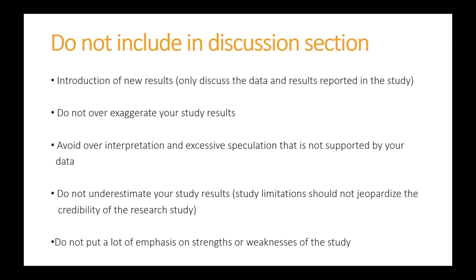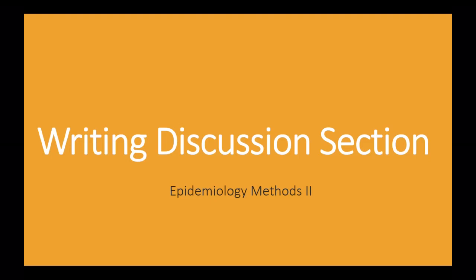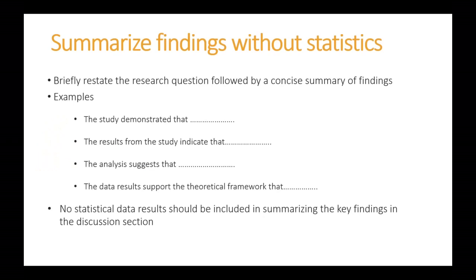Also, do not put a lot of emphasis on the strengths or weaknesses of the study. You simply have to state them in a few sentences. So next we'll come to when we write the discussion section, what should we specifically use and what should we specifically consider? So first is summarizing findings without statistics.